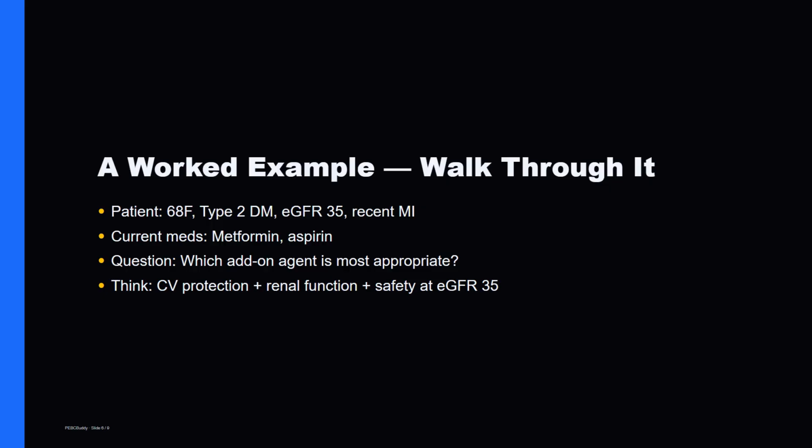Let's apply everything. A 68-year-old woman has type 2 diabetes, an eGFR of 35, and a recent heart attack. She's on metformin and aspirin. What do you add? Run the filters. She needs cardiovascular protection after her MI. That points toward a GLP-1 agonist or SGLT2 inhibitor. But at an eGFR of 35, some SGLT2 inhibitors have reduced efficacy and require checking prescribing thresholds. A GLP-1 receptor agonist is generally safer across that renal range and has strong cardiovascular evidence. This is how you work through a complex therapeutics case, not by guessing, but by layering your filters one at a time.